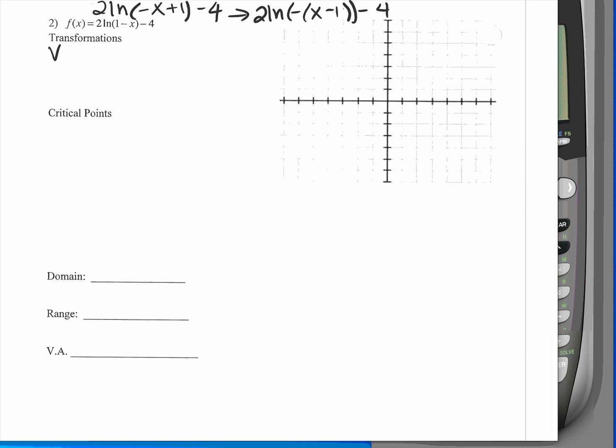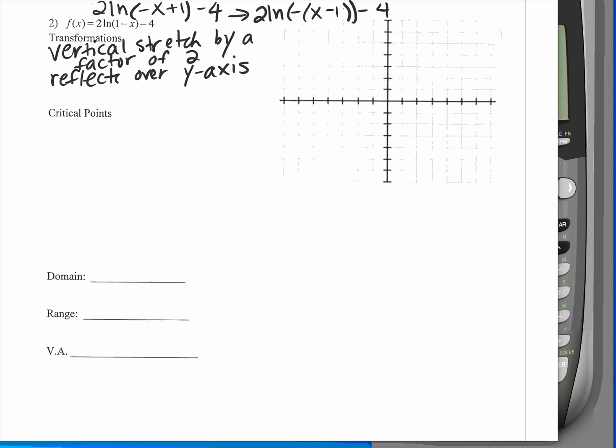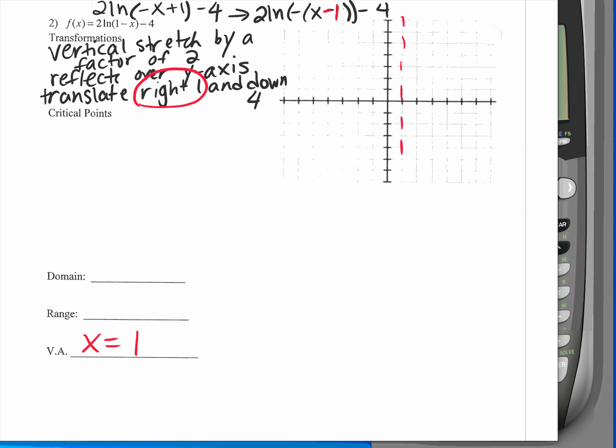But for transformations, we have vertical stretch by a factor of 2. And the outside number. The negative inside is a reflect over the y-axis. So that will actually bring our graph to the left instead of the right. And then we have a translate right 1 and down 4. Now, if you did not factor out that negative sign, you would have the incorrect horizontal translation. And then, like was stated before, this minus 1 in here, or the fact that we're going to the right one, gives you your vertical asymptote.